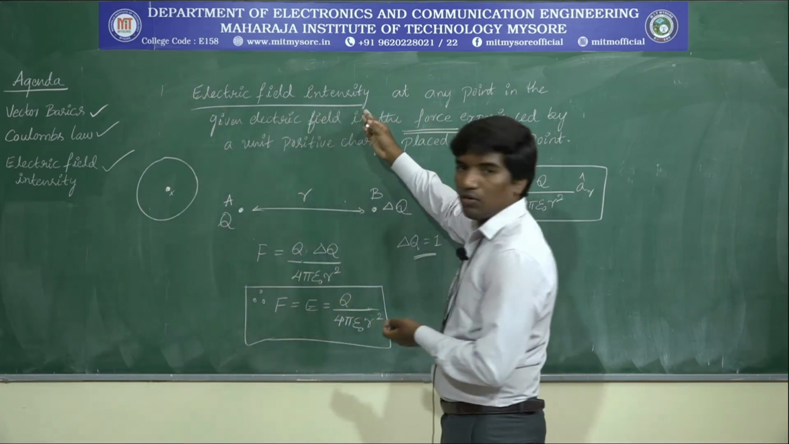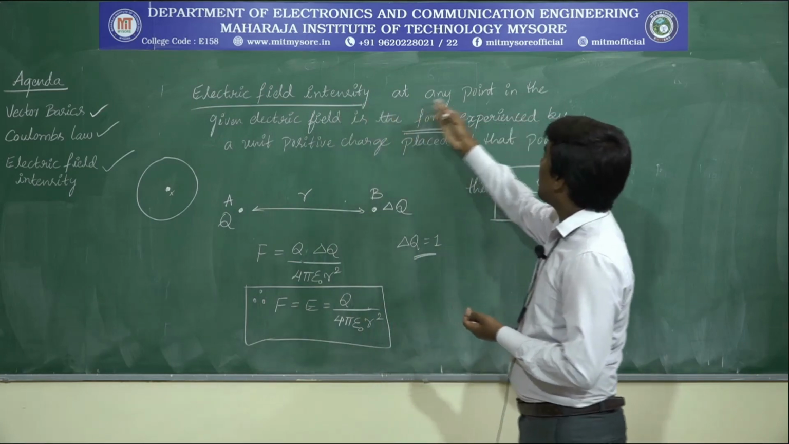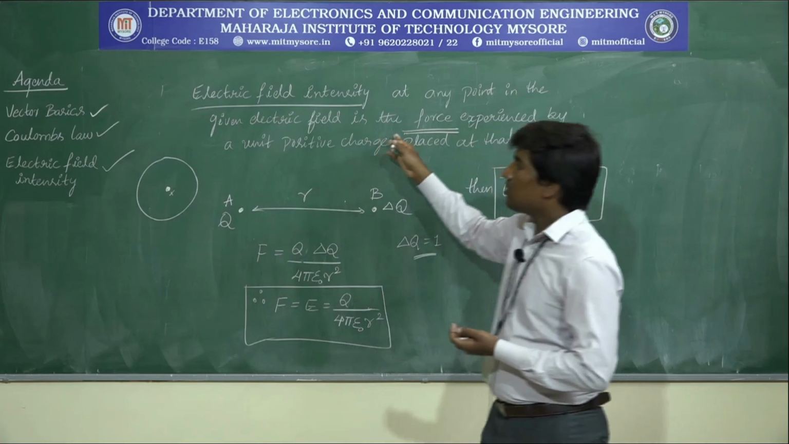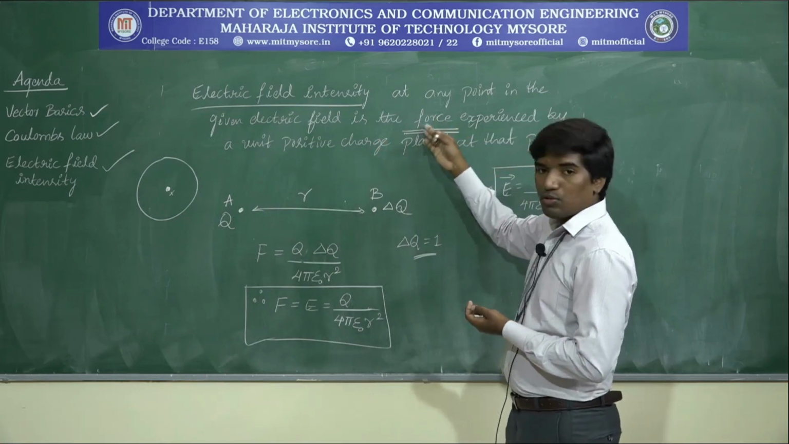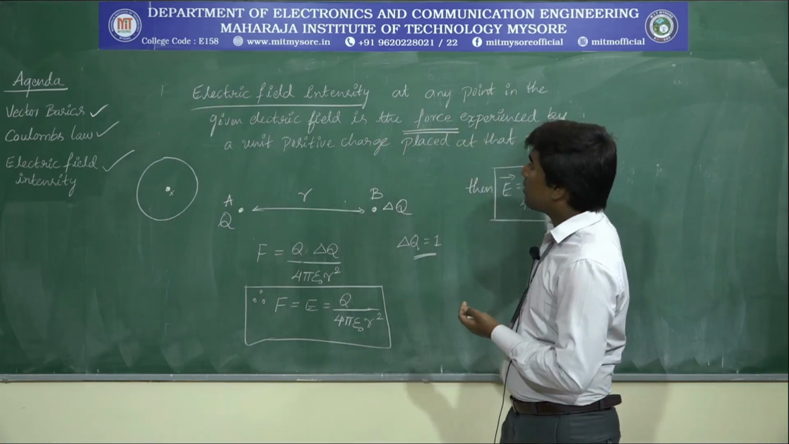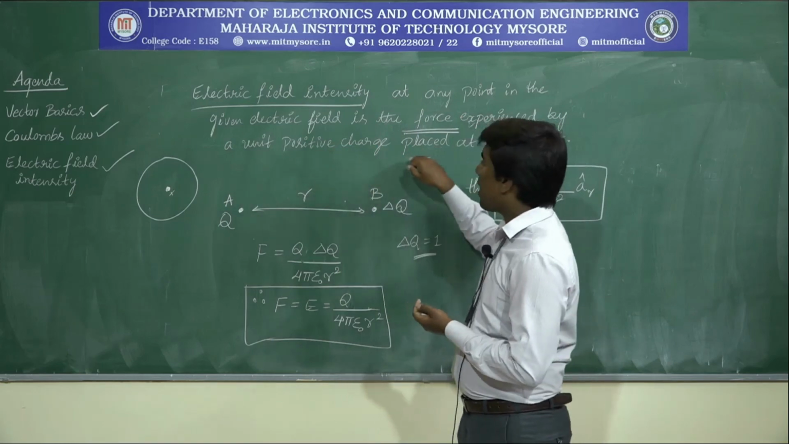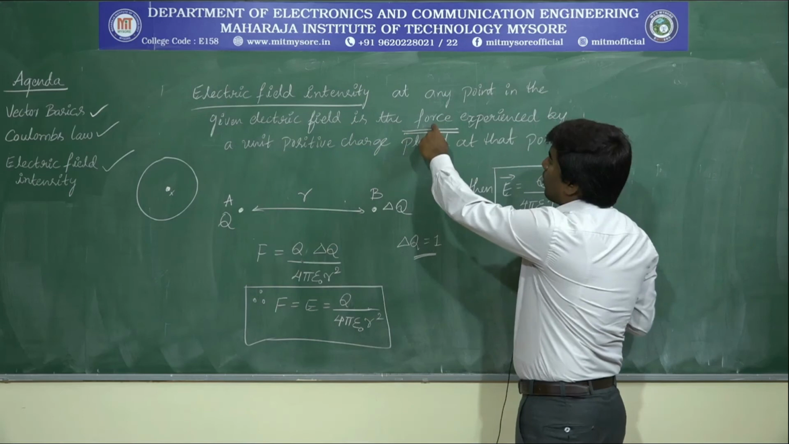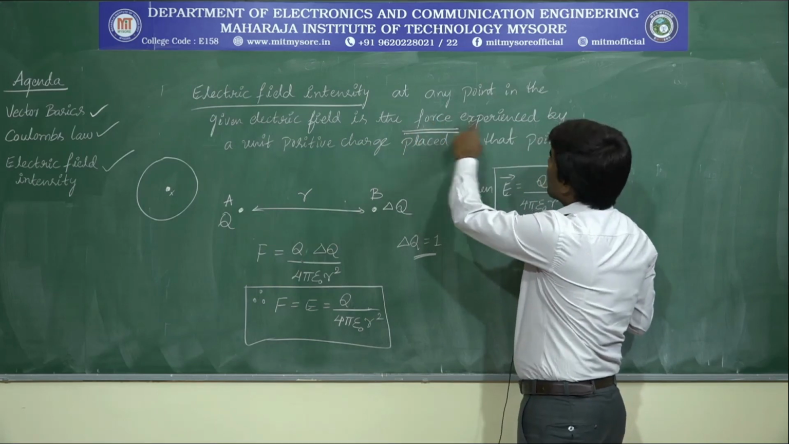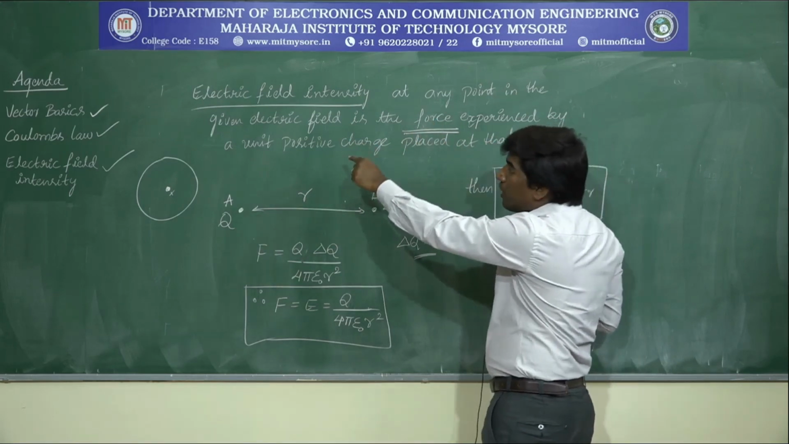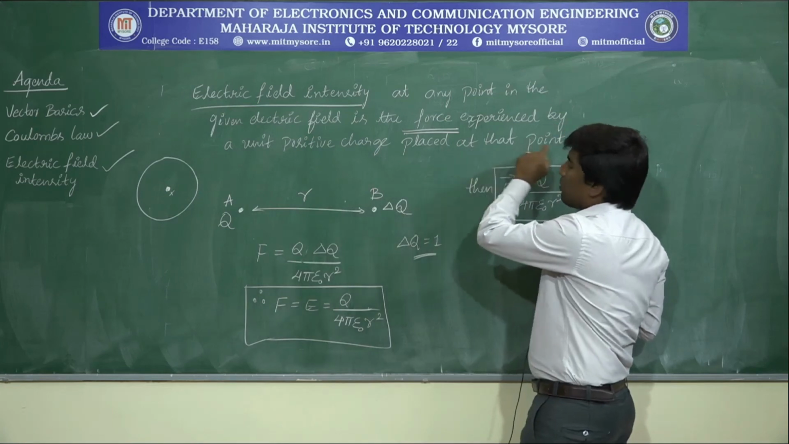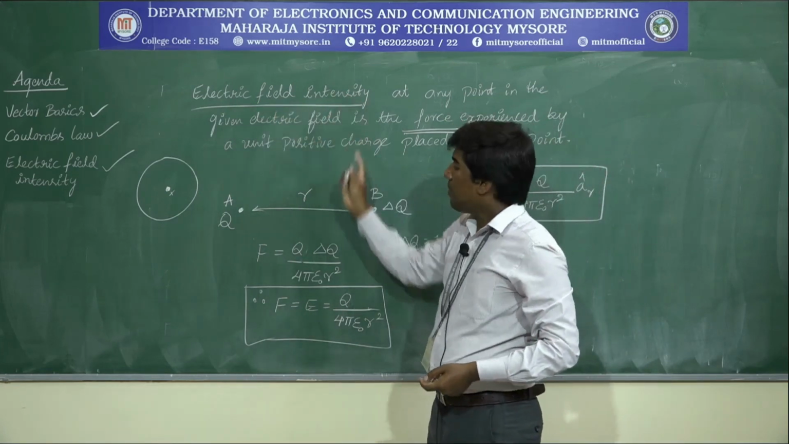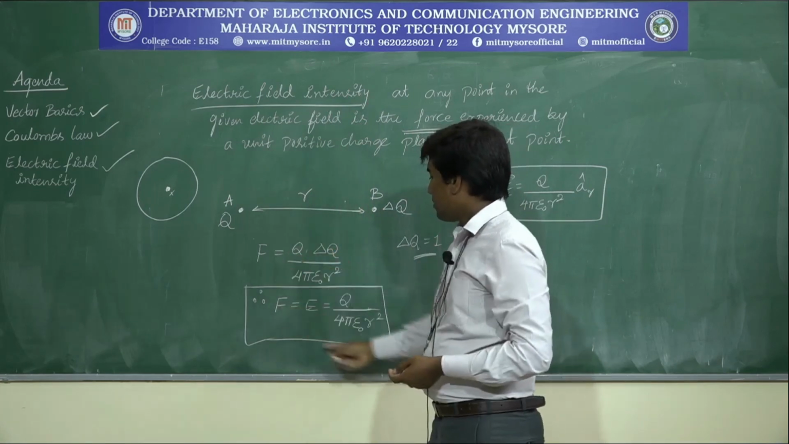Coming to the definition, electric field intensity at any point in the given electric field is the electrostatic force experienced by a unit positive charge placed at that point. The electrostatic force experienced by a unit positive charge placed at that point is considered as electric field intensity, which in mathematical form can be represented like this.